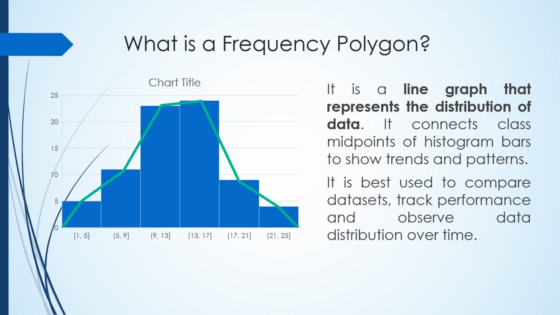Frequency polygons depend on the bars of a histogram. It uses a line to represent data trends, shown here in green. The bars in the background are just for reference. They are not needed when drawing a frequency polygon. To create it, plot points at the class midpoints of each interval, then connect them with straight lines. This makes it easy to spot trends in continuous data and compare multiple datasets. Use a frequency polygon when tracking performance trends over time, analyzing statistical patterns, or comparing distributions.